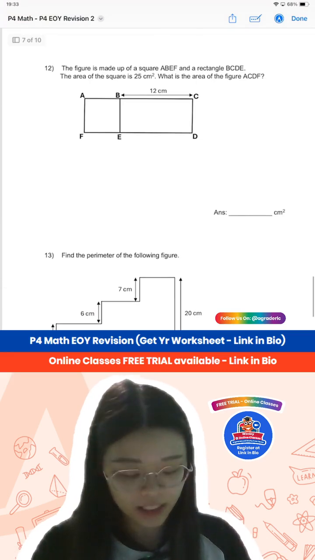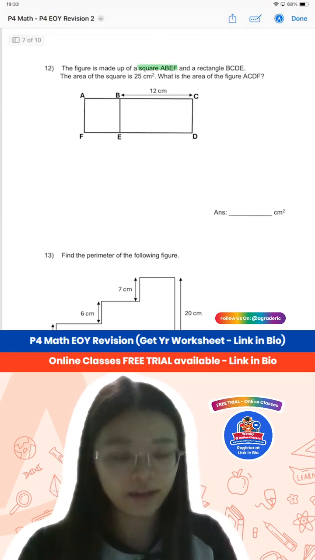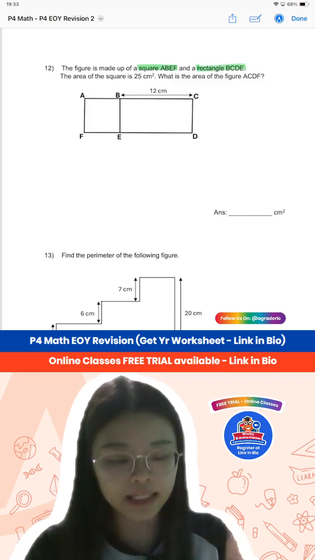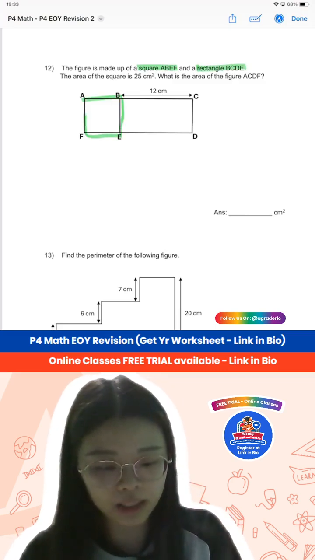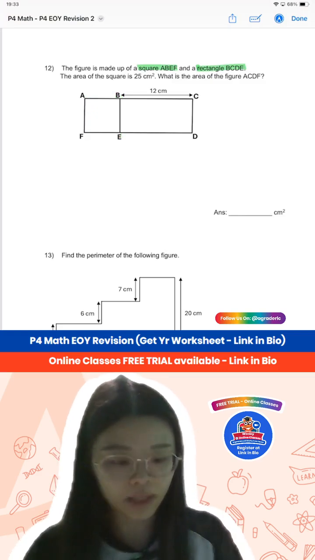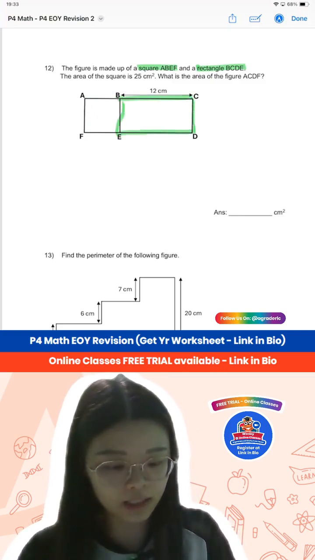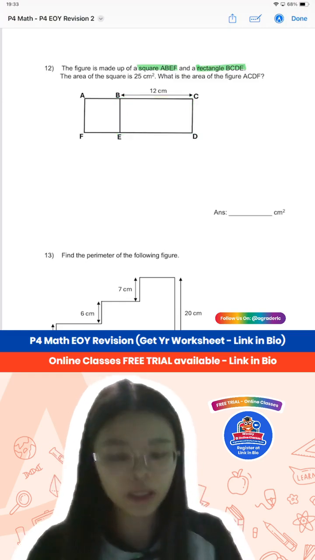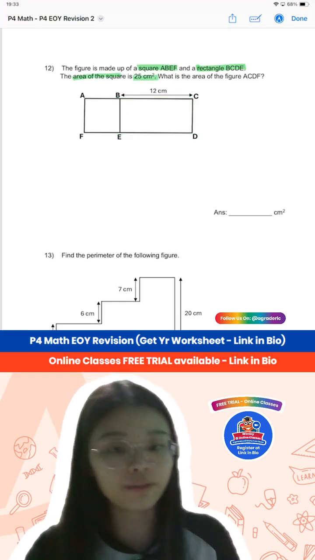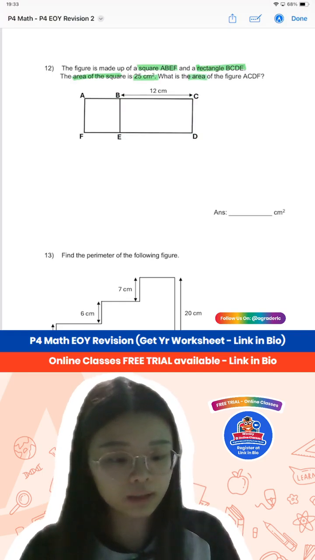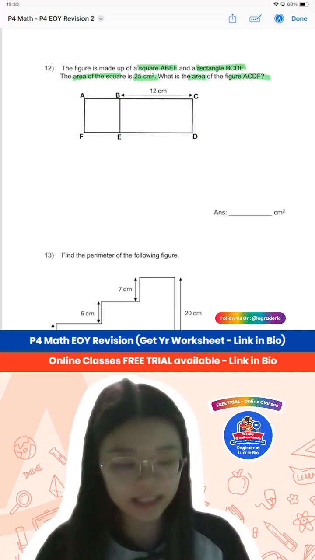Then now question 12. The figure is made up of a square ABEF and a rectangle BCDE. ABEF is this shape. BCDE is this shape. The area of the square is 25 square centimeters. What is the area of figure ACDF?